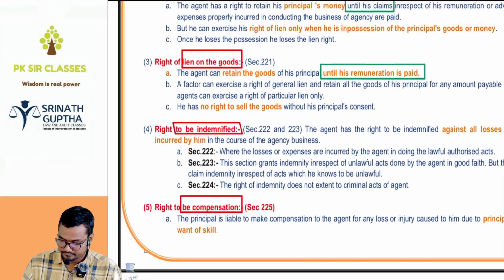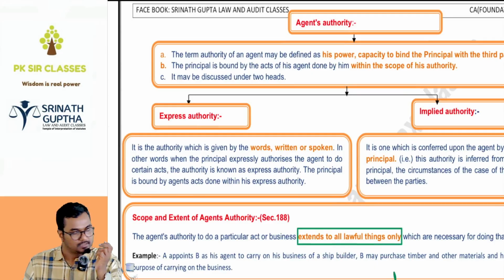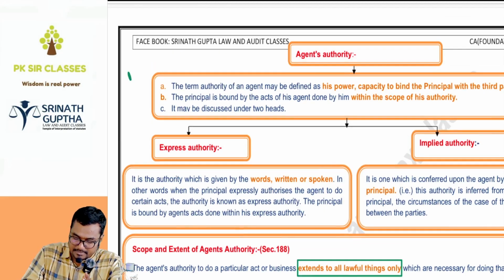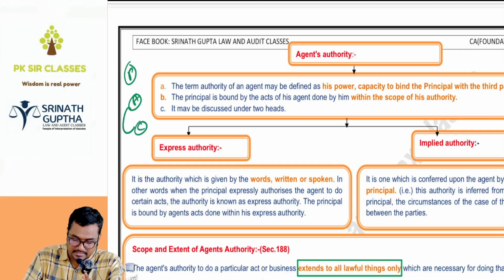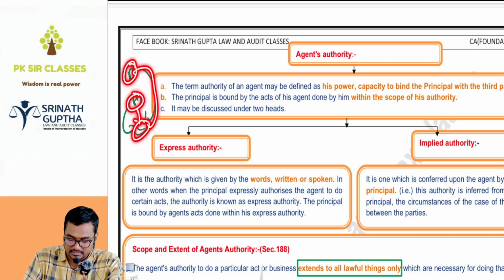Then next, the agent's authority. The agent's authority means the power of the agent to bind the principal by his activities with a third party. So who's the owner? Principal. Who's selling? Agent. To whom? Customer. Even though the agent is selling it to the customer, the principal is liable to the customer. It means the right of the agent to bind the principal by his activities with the third party.